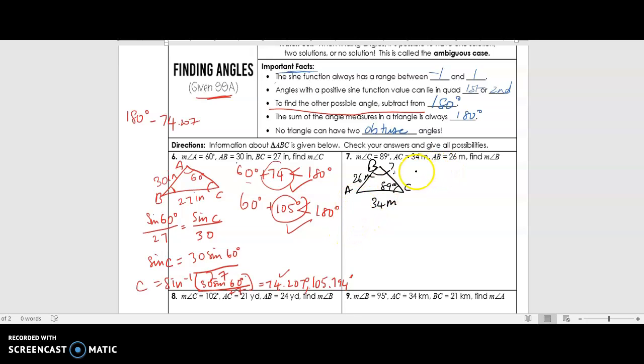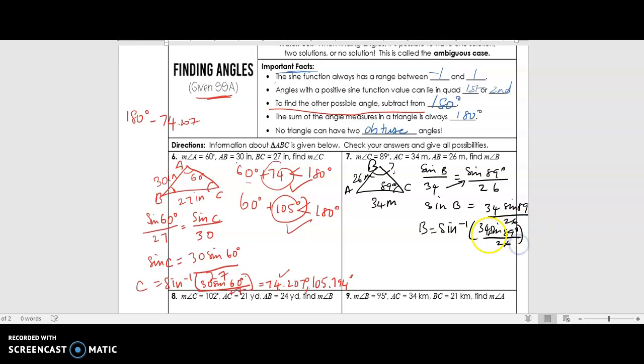So we'll use our sine function, the law of sines. Sine B over 34 is equal to sine 89 over 26. Okay, so just solve this for B, just like how we have been doing so far. Which means B is inverse sine of all of that, and put all of this into the calculator and you'll get measure of B.